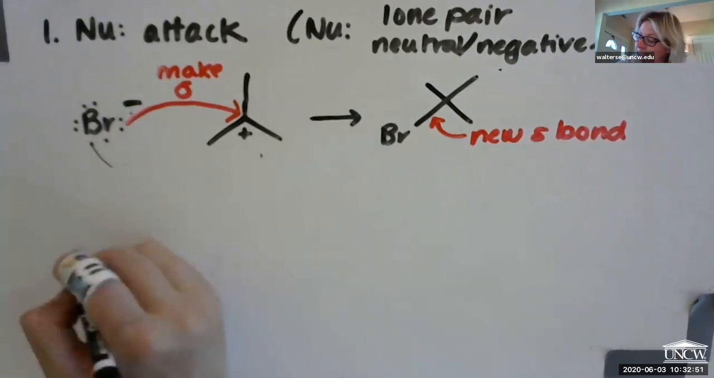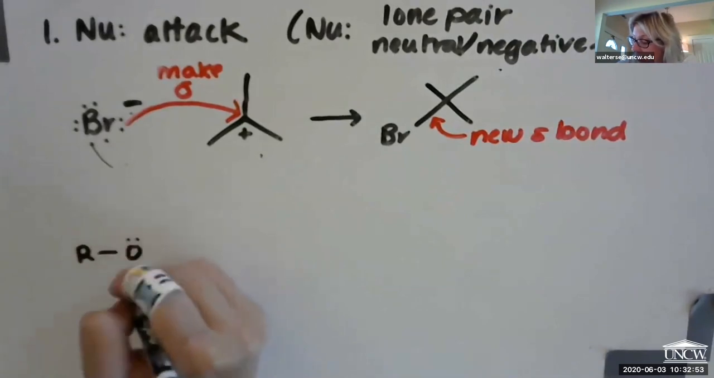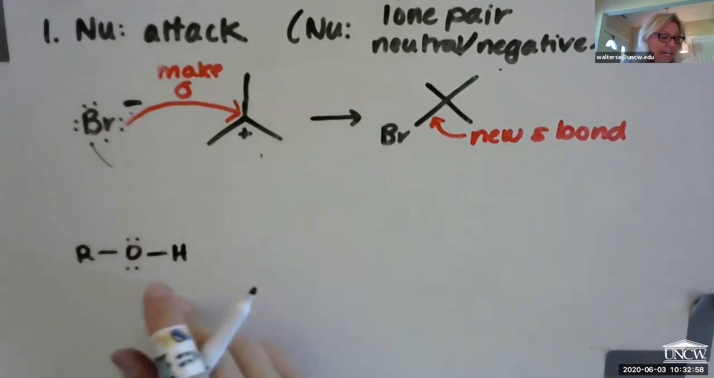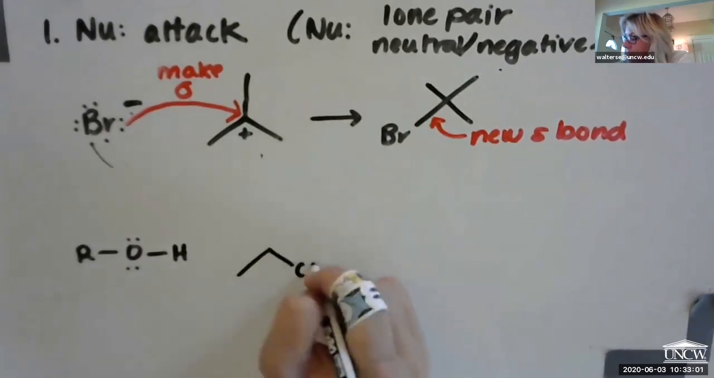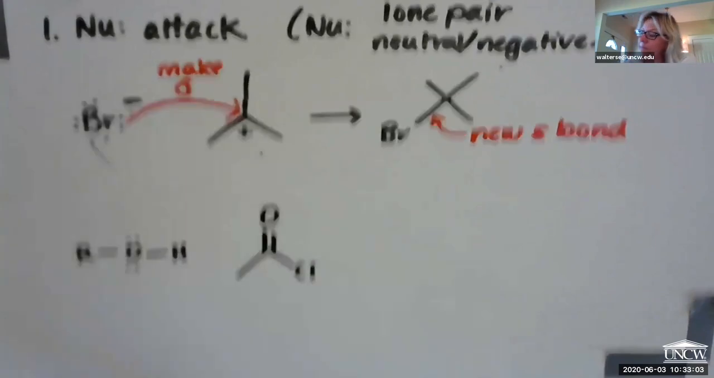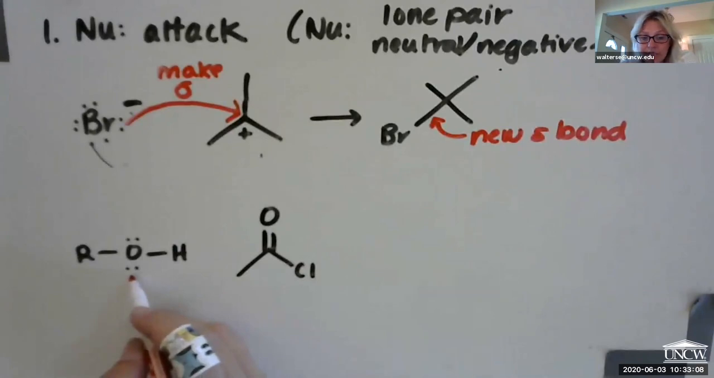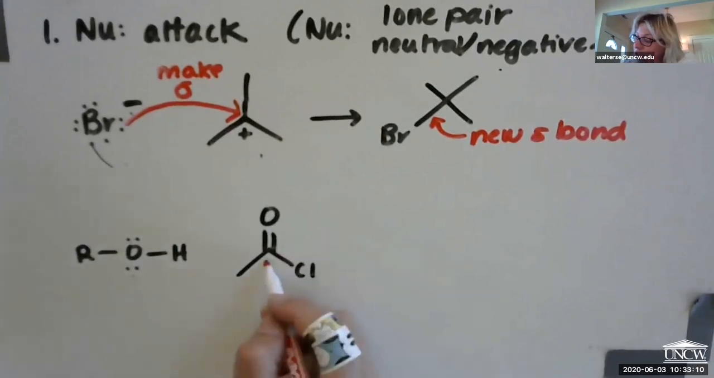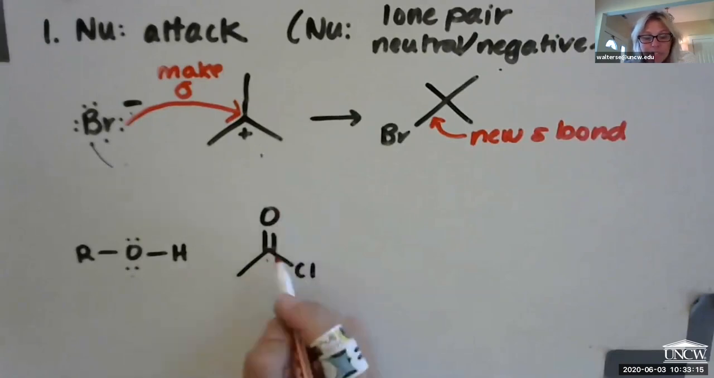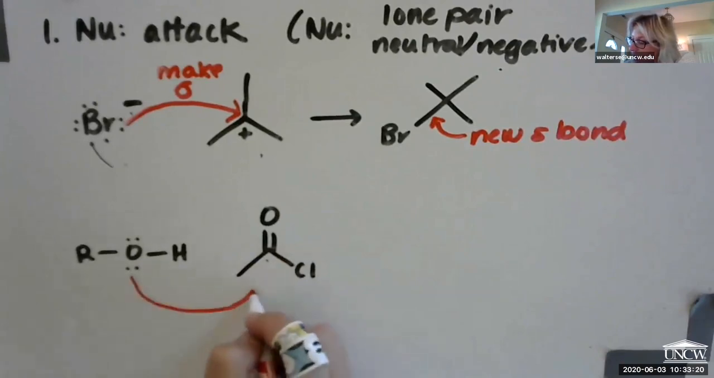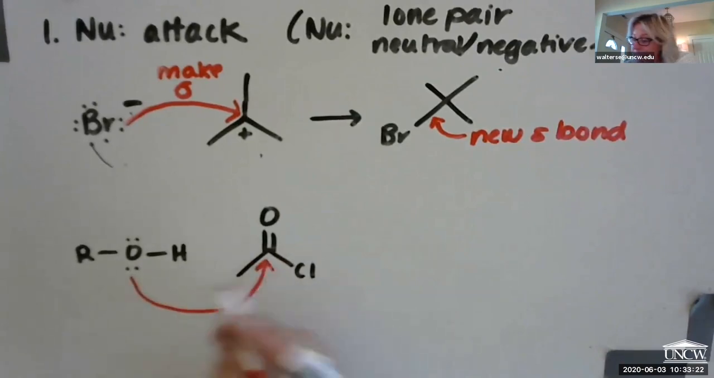Now in this case, and again, I'm not asking you to predict the products, I'm just going to tell you this product prediction is pretty straightforward. This one is not. In this case, this lone pair of electrons is going to attack this partially positive carbon, because the bond is polar towards the oxygen, polar towards the chlorine. So it's going to come in and attack here, and this is going to make a sigma bond.